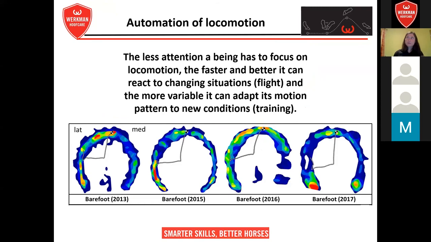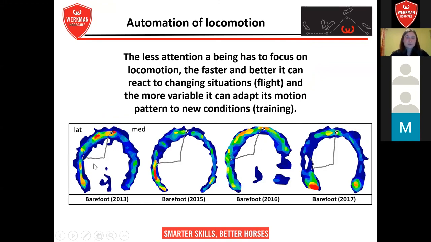And this is very important in nature because the less attention an animal has to focus on locomotion, the faster and better it can react to a changing situation, for example, if it has to flee. Yeah? And it also can adapt its motion to new conditions. So it can learn new motion patterns, yeah, because it has enough space and enough time to adapt or to learn new things.